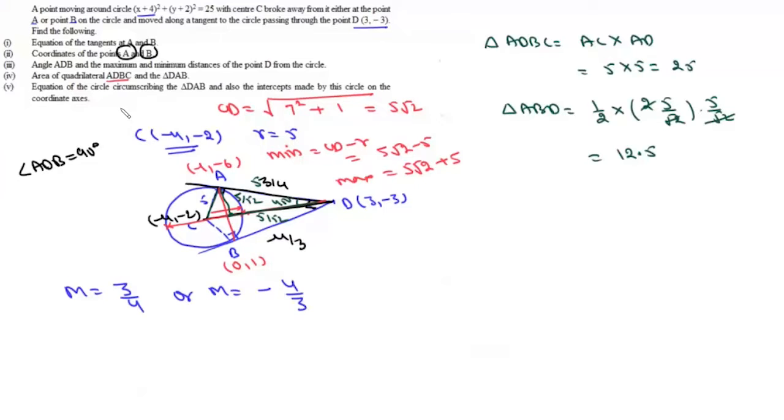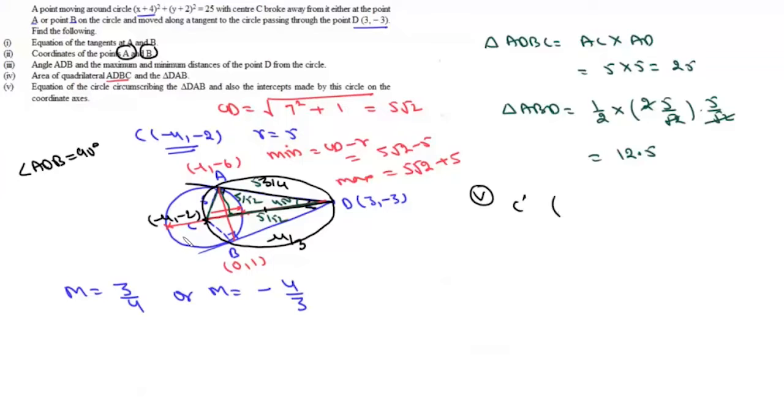Now finally the fifth part, equation of circle circumscribing this triangle DAB. So equation of circumcircle of this triangle DAB. Now basically this is a standard result. The circumcircle of this triangle DAB will pass through center of the circle. So basically CD is a diameter, and if CD is a diameter, then center of this new circle, say C dash, will be midpoint of CD.